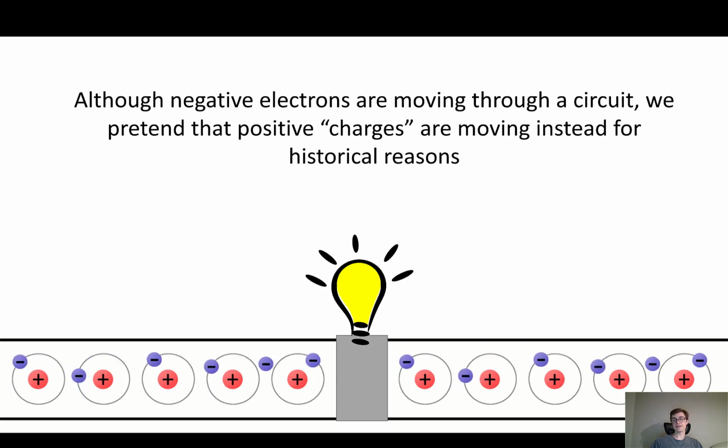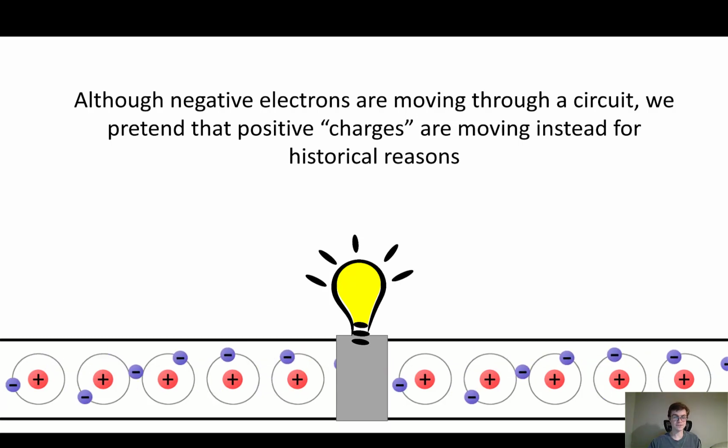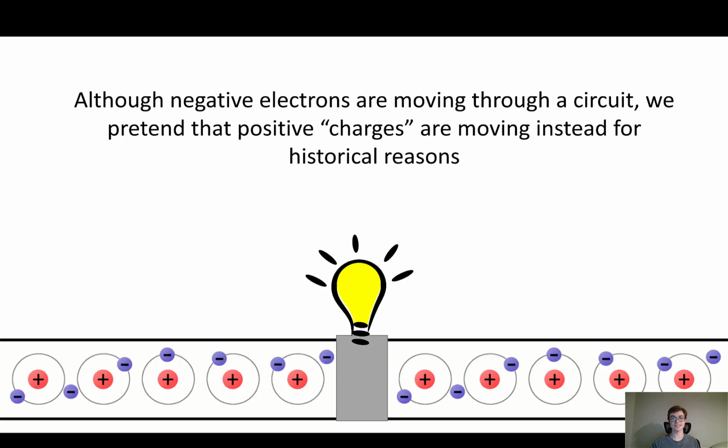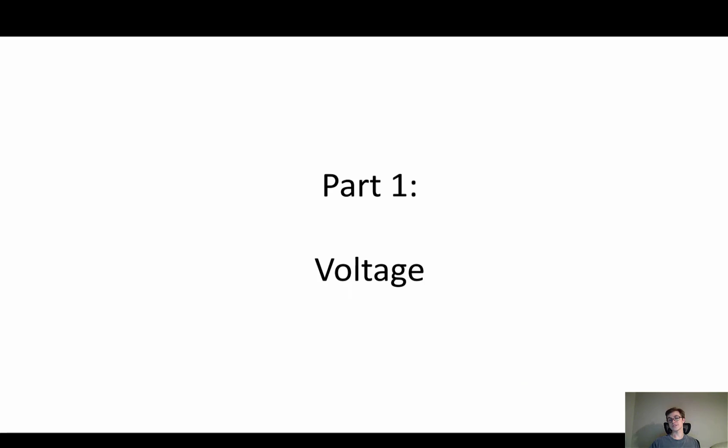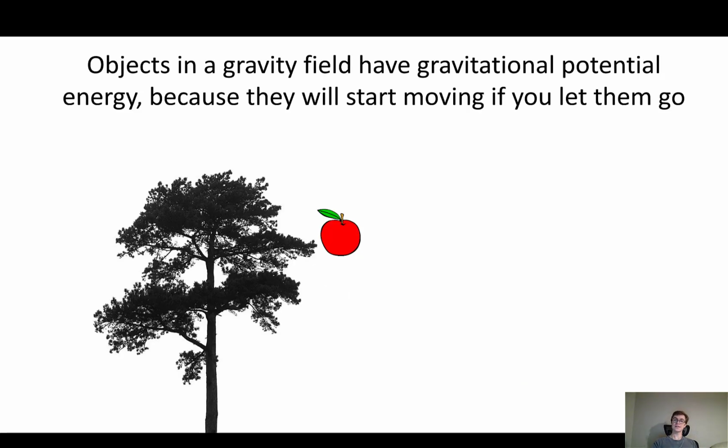Now, although negative electrons are actually moving through the circuit, we pretend like there are positive charges moving around instead for historical reasons. So I might say positive charge instead of negative electron, but it doesn't matter. The analysis is the same. First, I want to teach you about what voltage is.